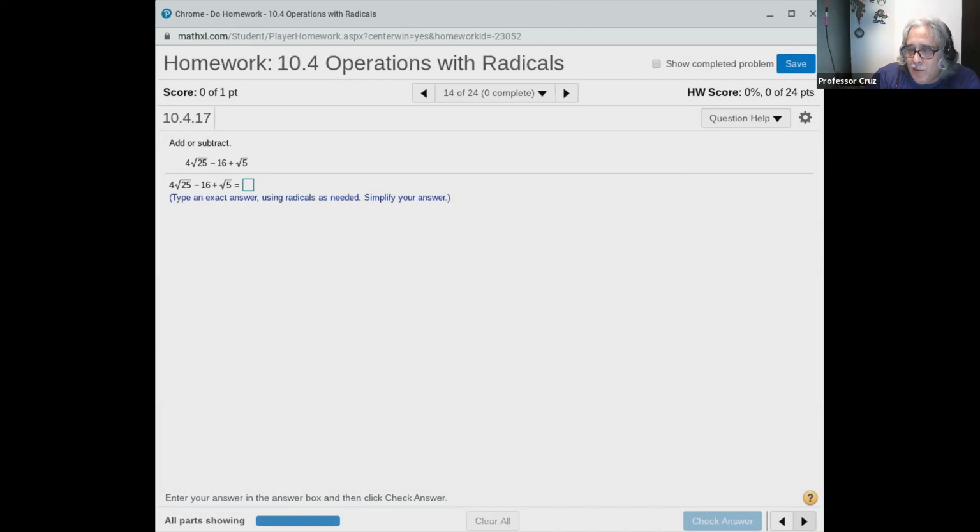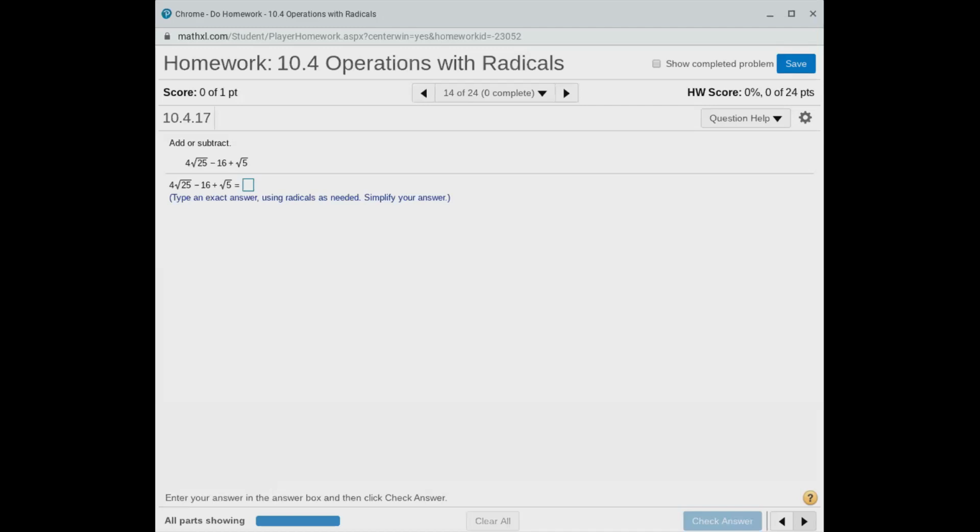I'm working them on that little board. You just can't see it because it's not on the share. But I'll let you see them when we're done here. Is that 14 square root 5?